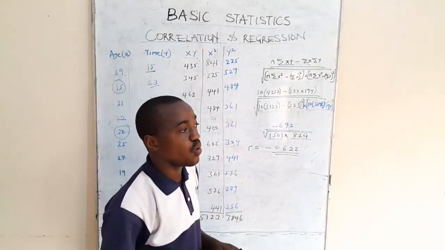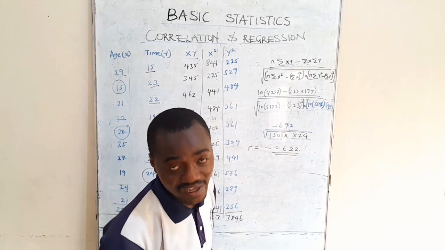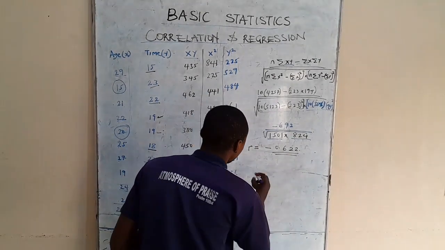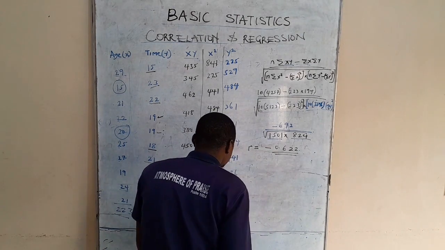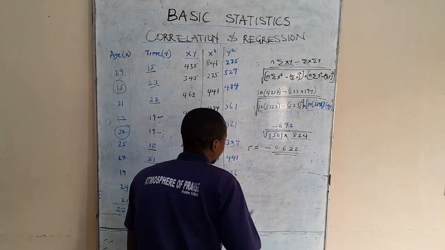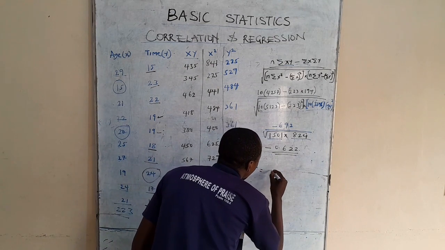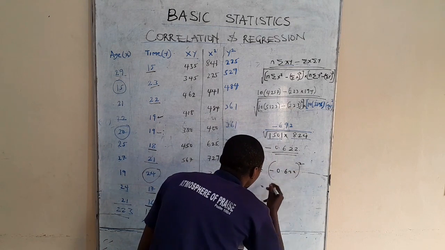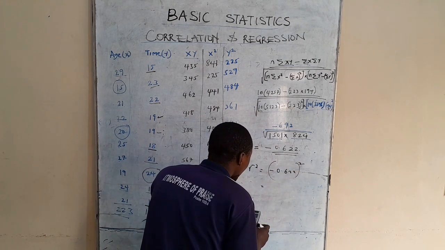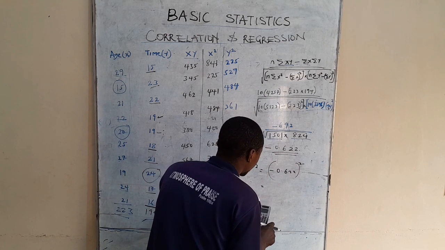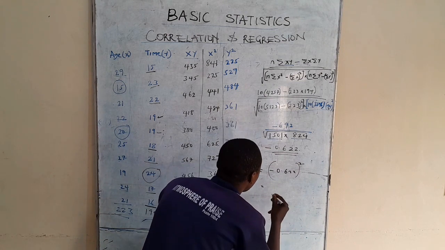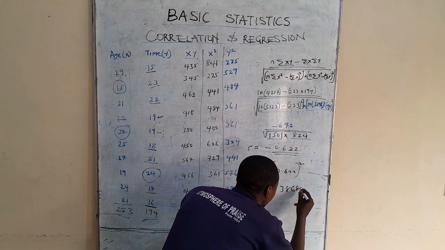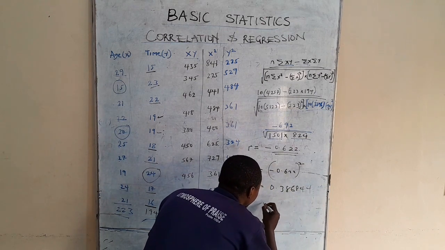If they ask you, you should find the r squared. R squared is just the square of this. The square of this is our r squared. So we have r squared as minus 0.622 all squared, which is going to give me 0.386844.